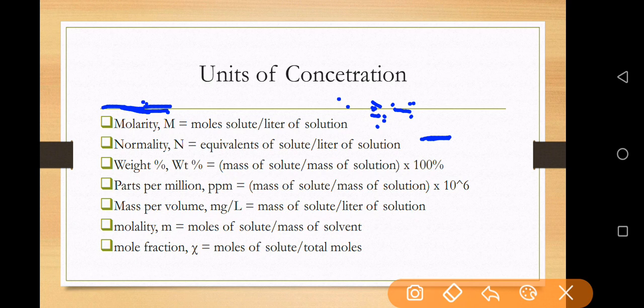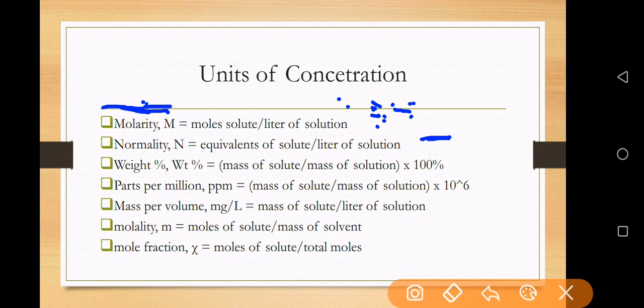Another way of expressing concentration in ppm is by dividing milligrams by liters. Whenever we have milligrams divided by liters, we also refer to concentration in parts per million.